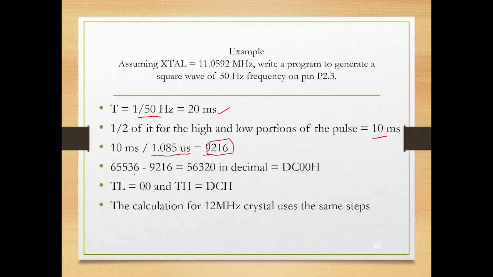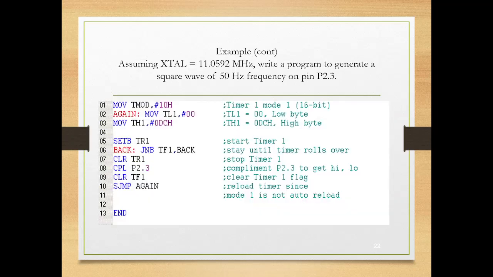We have the n value. Subtract it: 65536 minus 9216 gives 56320, and converting that from decimal we get DC00H. Load that value into the timer register, the high value in TH and the low value in TL. The calculation for a 12 megahertz crystal uses the same steps. Now this is the coding done, the same coding, only the values in TL and TH vary.